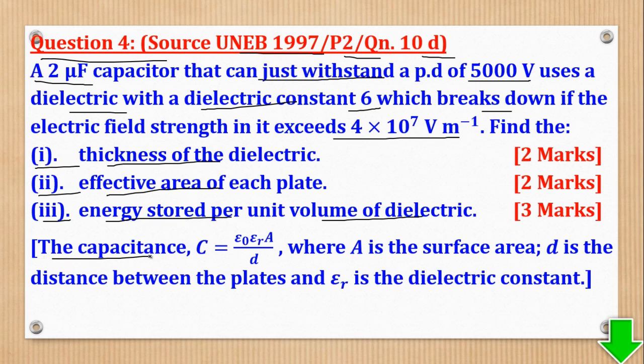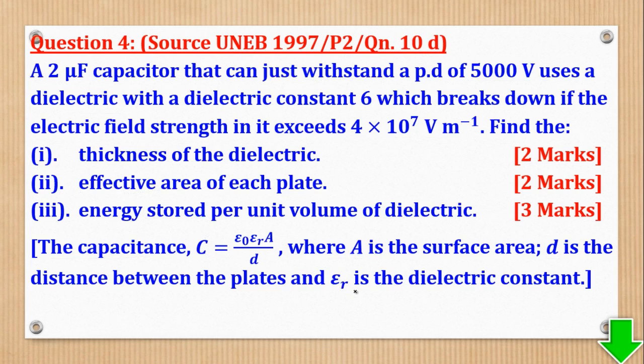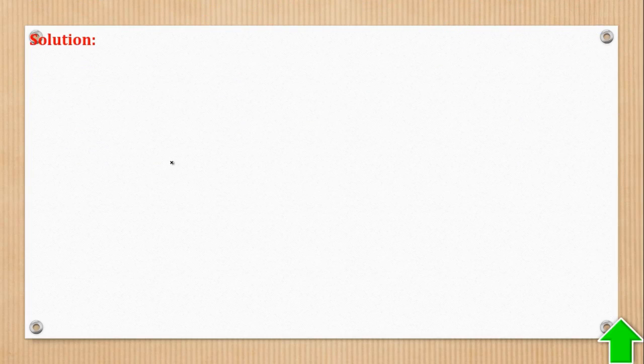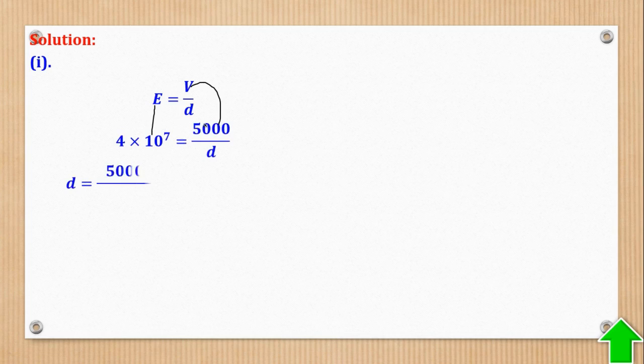So the hint is that capacitance is given by this. I think we already saw this formula, where A is the area, surface area, D is the separation, and epsilon r is the dielectric constant. So here they've helped us by giving us the formula. So just start with Roman 1, the thickness. First of all, we know that E is equal to V over D, electric field intensity is equal to PD over separation. So come and substitute for electric field intensity and for PD to get the thickness or the separation. That was Roman 1.